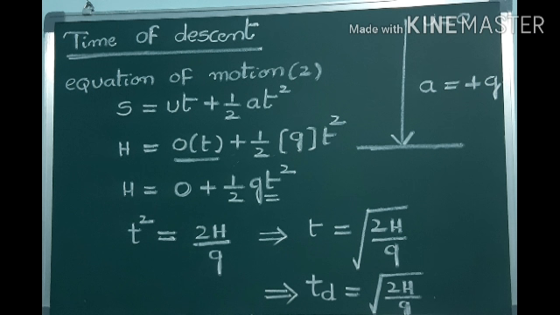That implies t square equal to 2h by g, which implies t equal to the square root of 2h by g. And the time of descent formula is the square root of 2h by g.